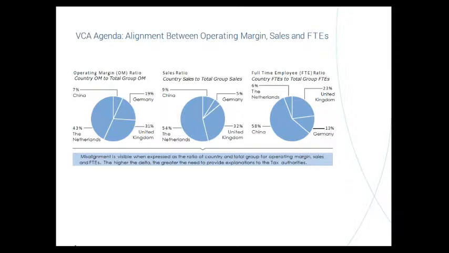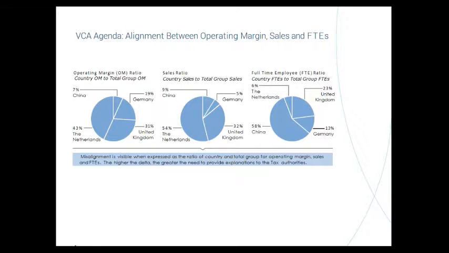Then we see one of the methods to be used as a value chain analysis technique, and that's the alignment between the operating margin, sales, and FTEs, or you can also see it as an alignment between the economic reality and the transfer pricing reality.